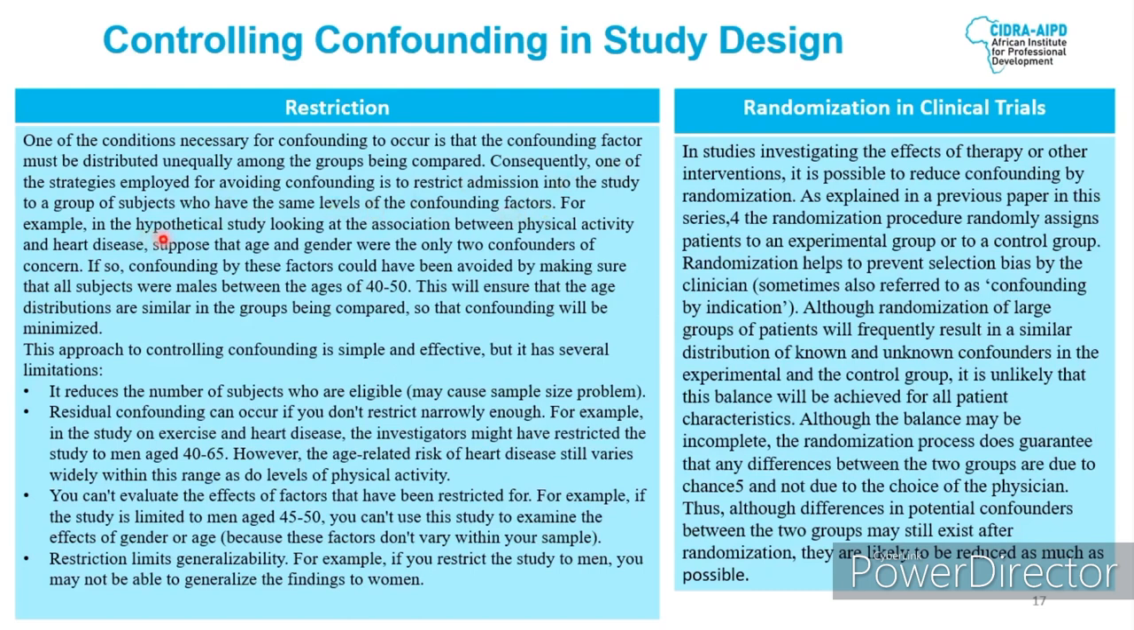For example, in the hypothetical study looking at the association between physical activity and heart disease, suppose that age and gender were the only two confounders of concern.